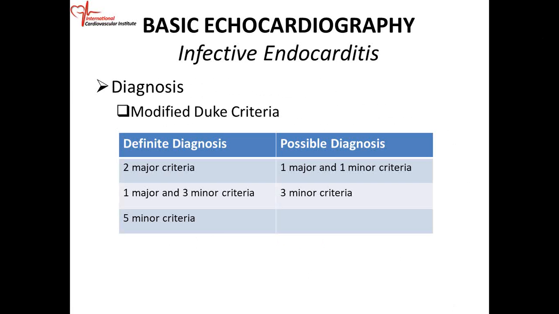You may just have 1 major and 1 minor. That would make it a possible diagnosis, not definite, but a possible diagnosis. And then just 3 minor will give you also a possible diagnosis. So you have to be clear how you're going to make this diagnosis, and what are the criteria for a definite diagnosis and a possible diagnosis. So again, for the definite, you need 2 major, or 1 major and 3 minor, or 5 minor criteria. So let's look at the criteria now.